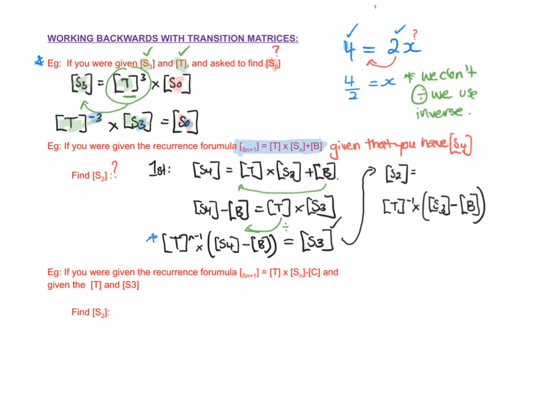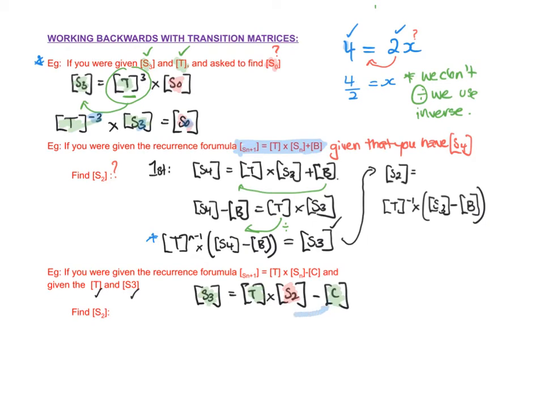If you were given the recurrence relation, and here's another one where it's minus, and they said you were given T and S3, find S2. First work out how they all link together. I would have found S3 by doing the transition times S2 minus C. The question is saying you're given this one, you're given this one, and you're given this one, but you don't know that one. So we have to work backwards.